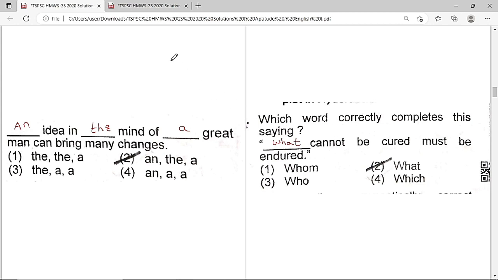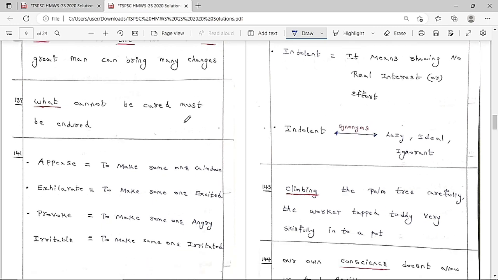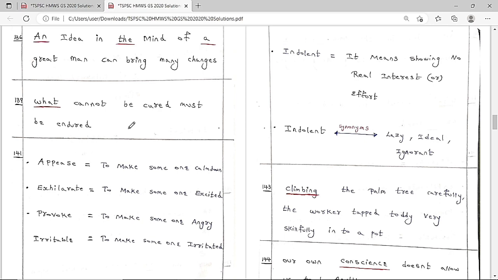Now we'll discuss something more about this one. Same thing I have written: what cannot be cured must be endured. So finally I can say what cannot be cured must be endured. This is the correct solution of this question.